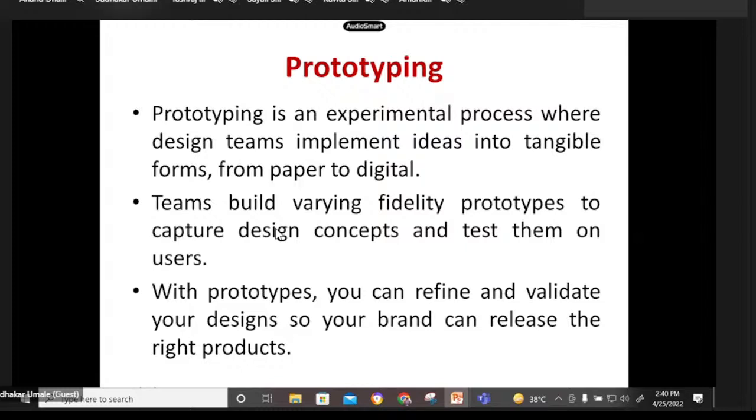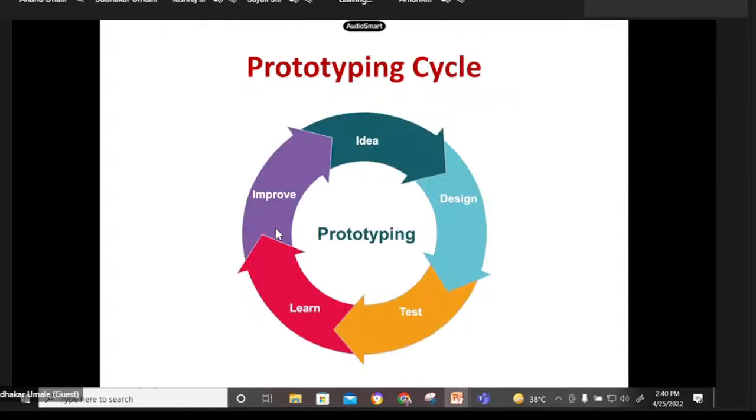Branding later on. Branding is very important from the customer point of view. People purchase products according to the brand name. So this is the prototyping cycle.